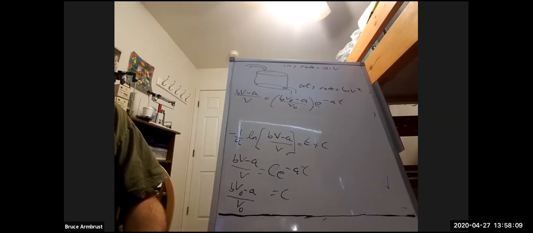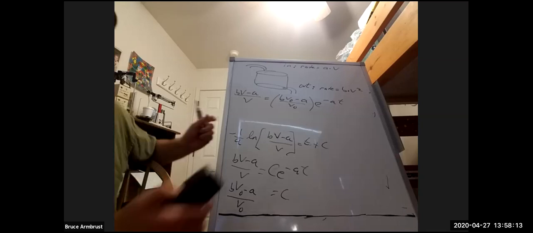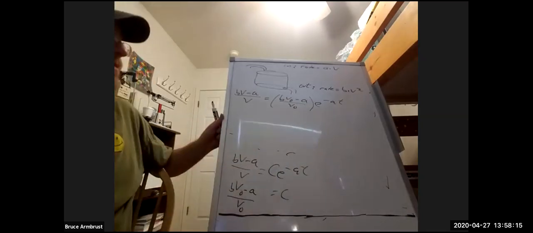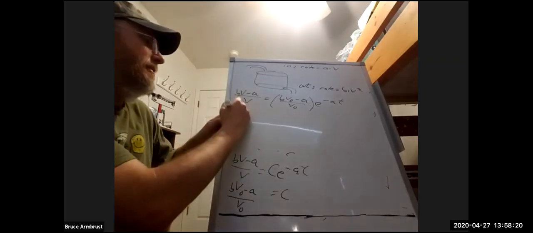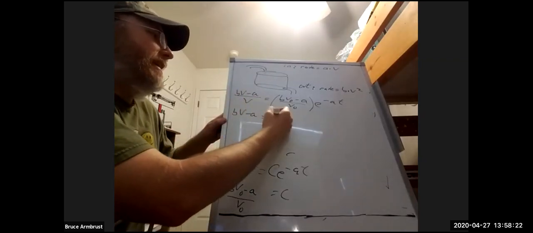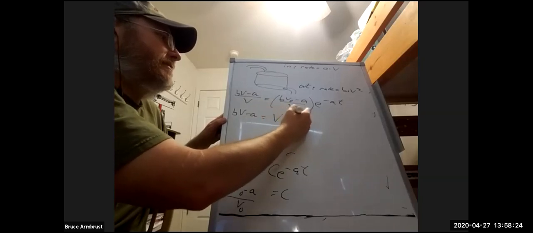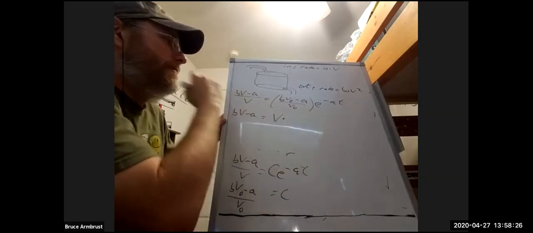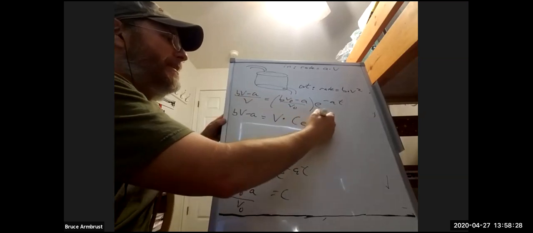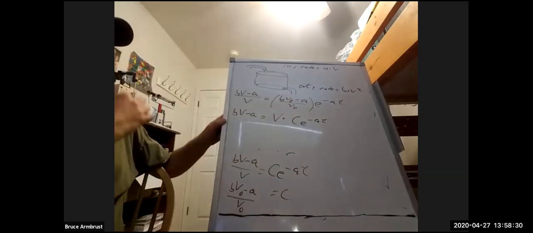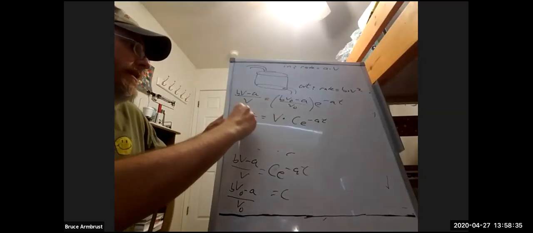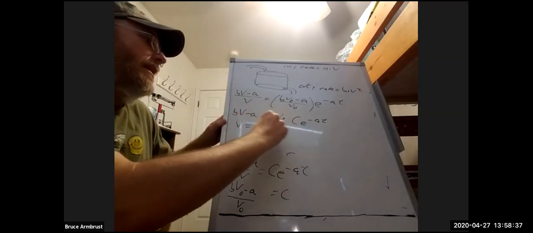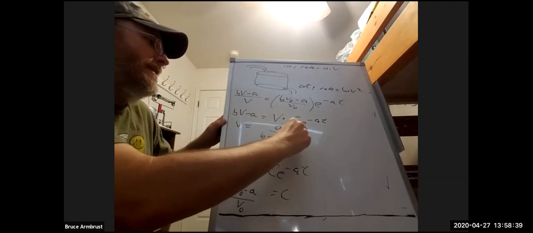I really should have just left that as C for right now. All right, so I need to multiply by V. So I get BV minus A equals V times all this stuff. I'm going to change it back to a C for just a second, because then I need to move stuff over and factor. I'm going to get V is equal to A over B minus C e to the minus AT.